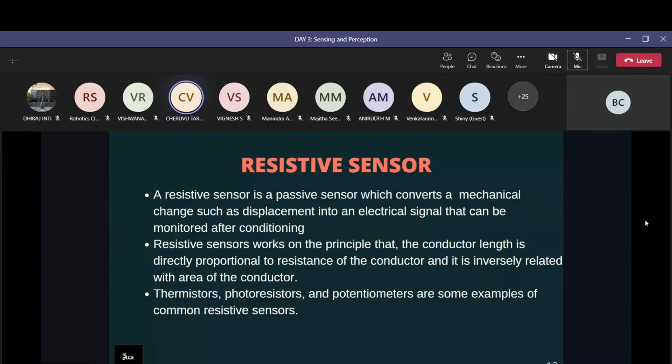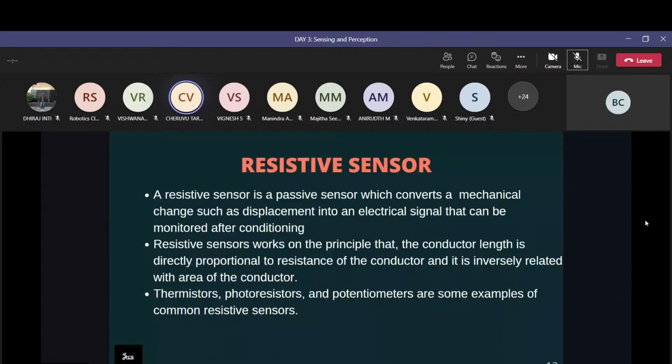So such mechanical changes, such as displacement or changes in the length of any object, can be identified, and those changes can be converted into electrical signals that can be monitored after conditioning. For those purposes, you will be using these resistive sensors. Remember this basic principle: conductor length is directly proportional to the resistance, and area of the conductor is inversely proportional to resistance. Depending on this principle, we are able to identify mechanical changes such as displacement, changes in length, and area changes, and convert those mechanical changes into electrical signals.